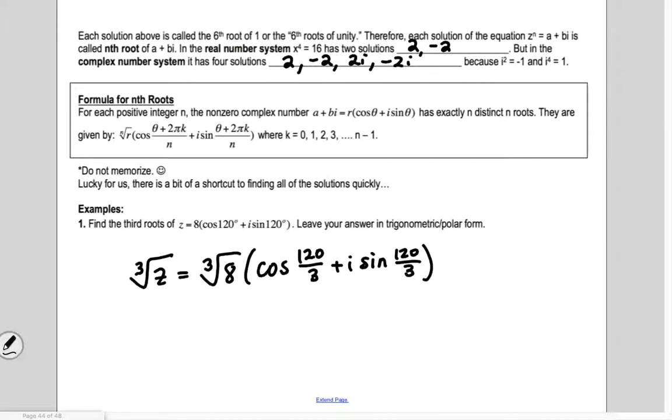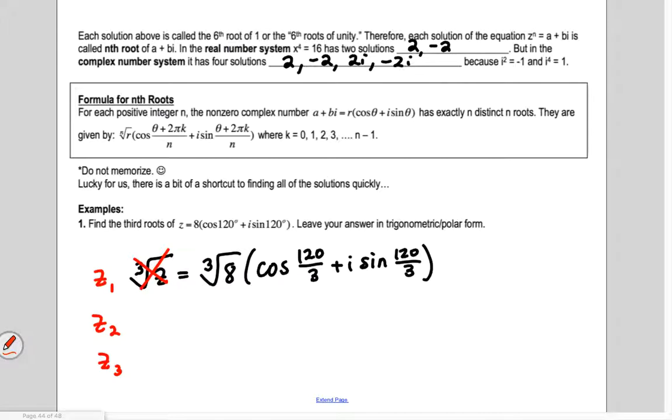So I get this. Okay. But I wrote cube root of z. This isn't the only cube root of z. There's 3 answers. So instead of writing this, I'm going to write z1 is equal to. That's the first one. And then I'm going to find z2 and z3. I'm going to find all three.